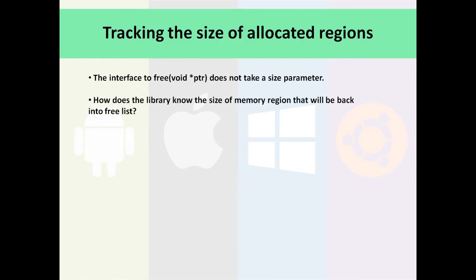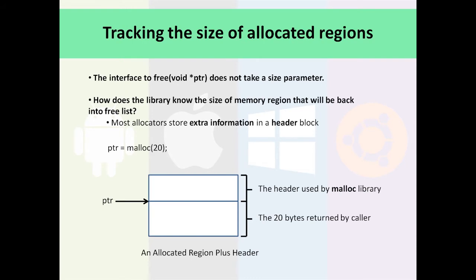So the first component, tracking the size of allocated regions. Now, the reason why we know that the operating system is doing this for us is because of the free function, right? The free function does not take a size parameter. You just say free, and it happens all behind the scenes. So how does that library, that free function, know the size of the memory region that will be put back into the free list? Well, the solution to this problem is found in how memory is allocated in the first place.